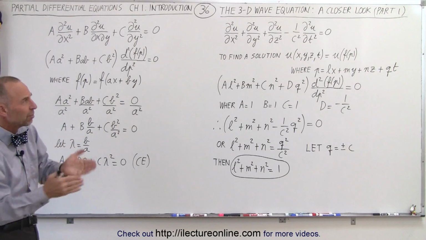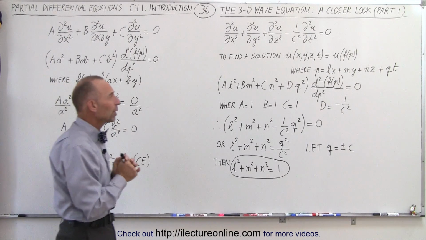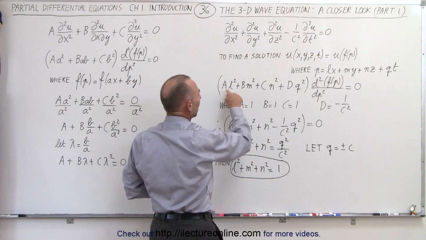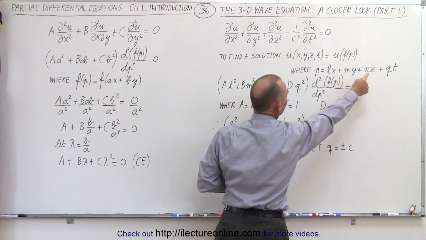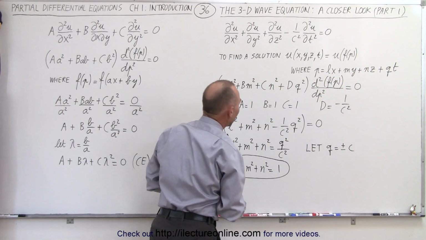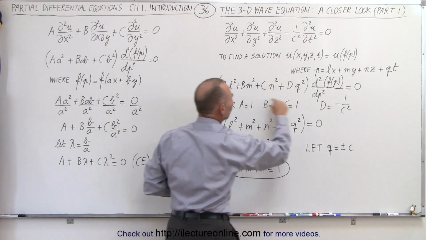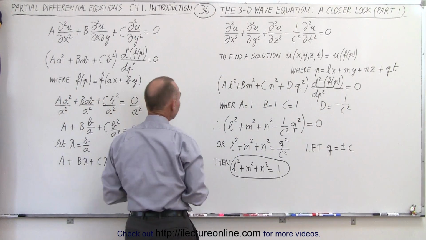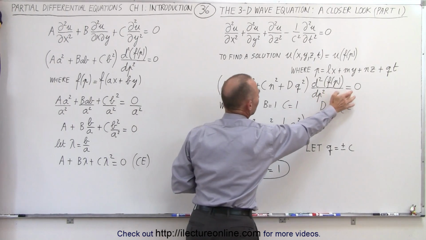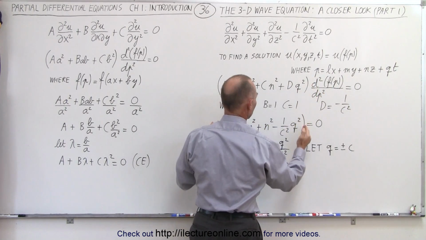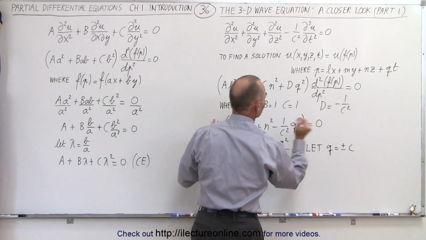So we want to take the same approach with our 3D wave equation, where we go ahead and find the solution for u, where p is equal to lx plus my plus nz plus qt. And then we're going to put it in this general form, just like we did over here. And then we realize that when this equals 0, this whole thing here must equal 0. So we take this and set it equal to 0.